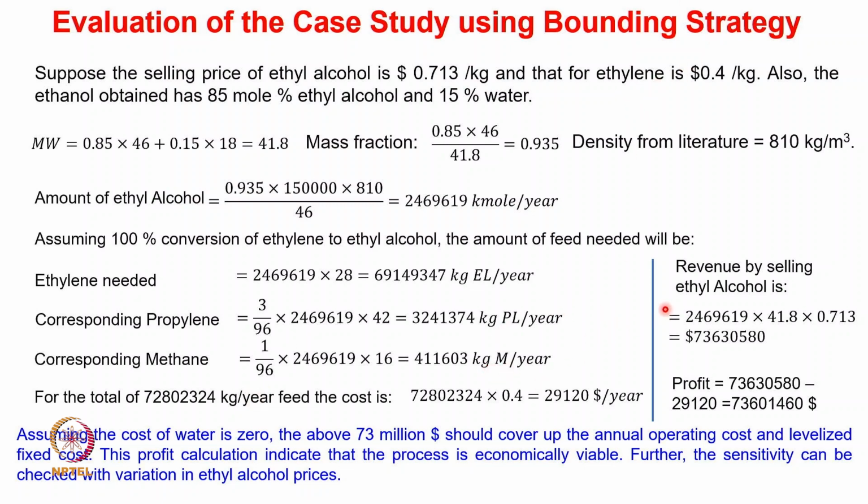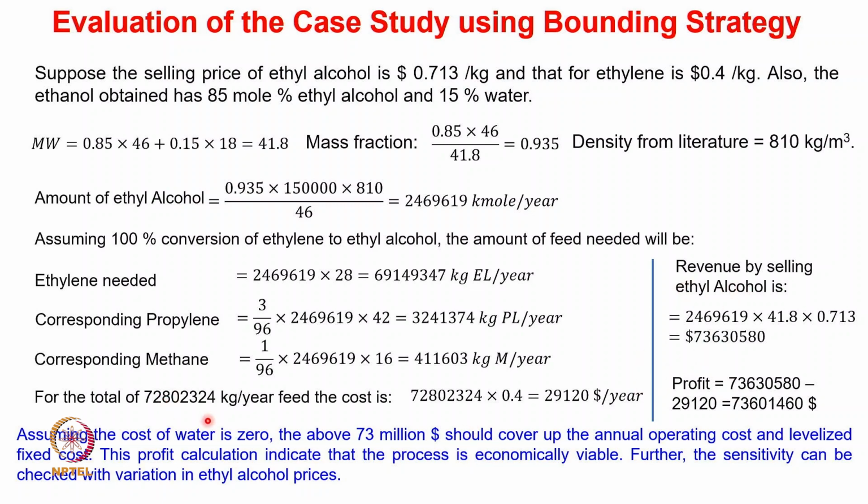And now we are calculating how much revenue we will be getting by selling the ethyl alcohol. So this is the 2 crore 46 lakh 9,619 kilomole per year of ethyl alcohol. We can multiply by 41.8, so that gives us the kg of ethyl alcohol, multiplied by the cost, which is 0.713. So it comes to almost 73 million dollars per year as the revenue by selling the ethyl alcohol.